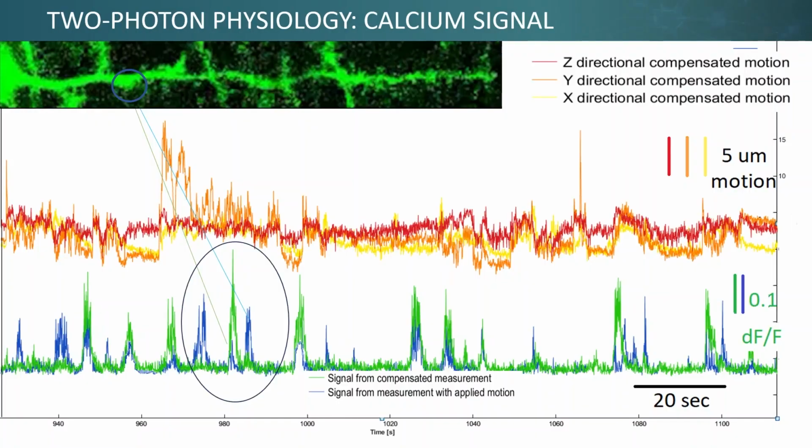Here we can see the stored movement curves. The x-directional movement was plotted in yellow, the y in orange, and the z in red. At the bottom of the page, calcium curves elicited from a dendritic spine can be seen. The green one shows the signal from the measurement with real-time motion correction. Then the stored motion was applied to the dendritic measurement, and the signal elicited from a moving spine is plotted in blue. We can see that without motion correction, the blue signal missed some of the active periods and suffers from huge artifacts caused by motion.